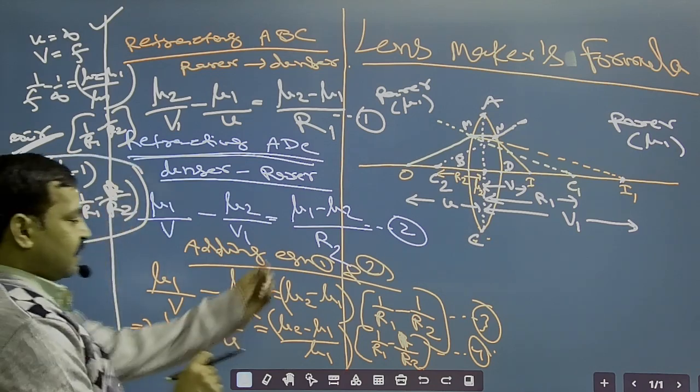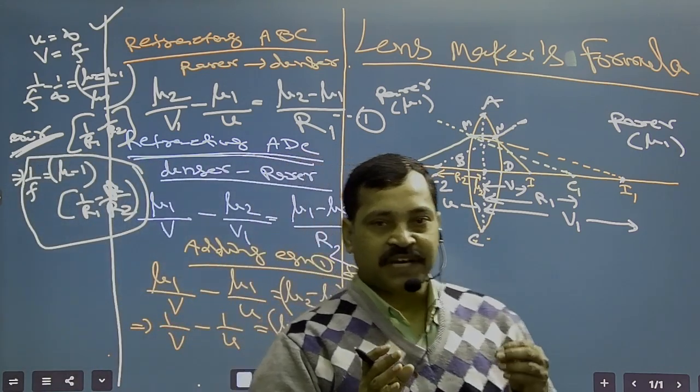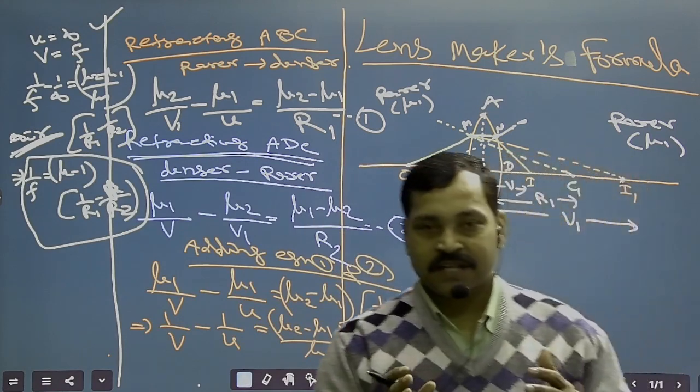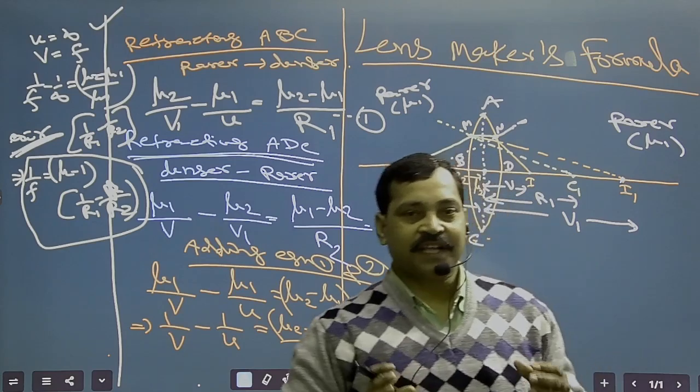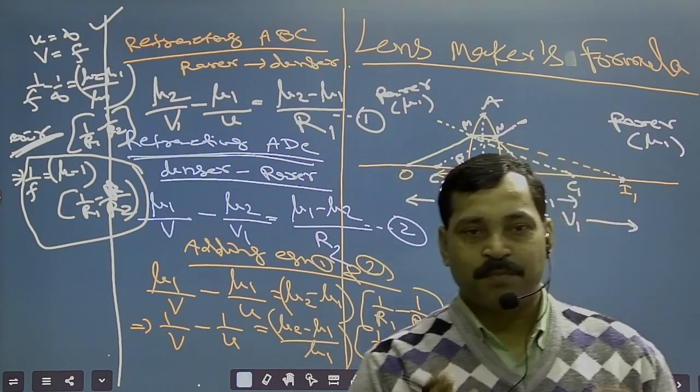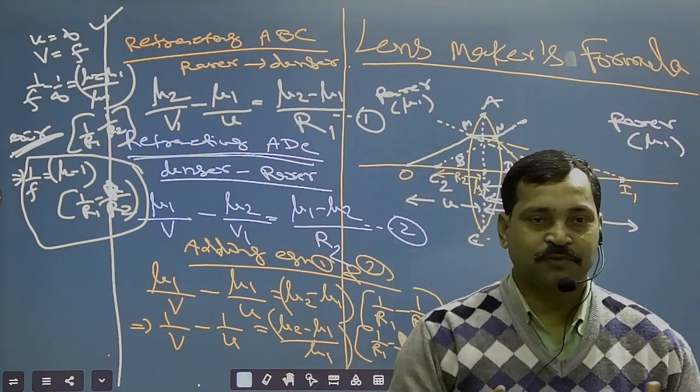By using this formula we can find out the required things, right? So I think this derivation is clear. This is a very important derivation for the CBSE exam 2025.